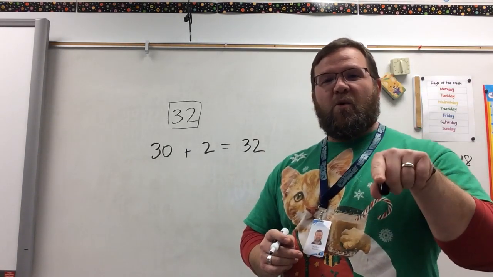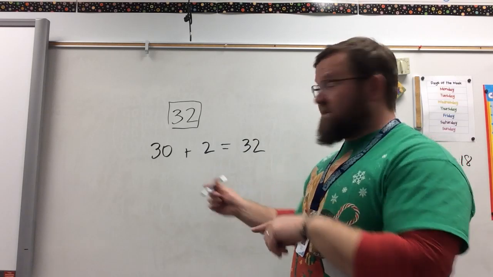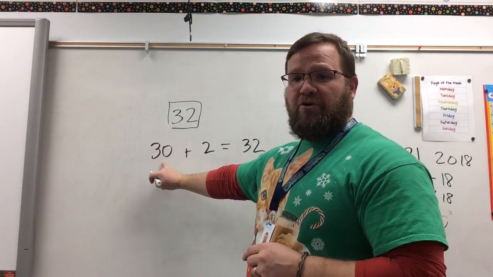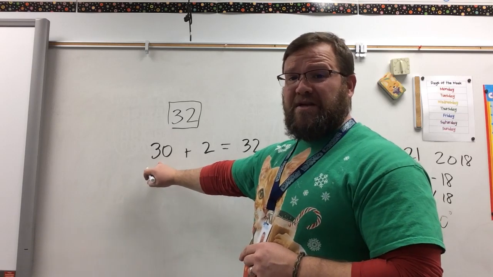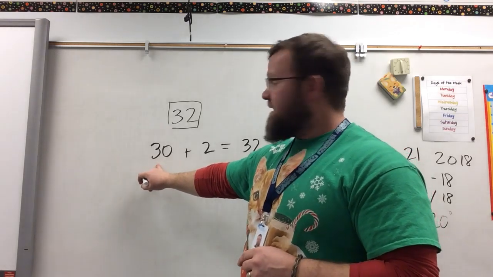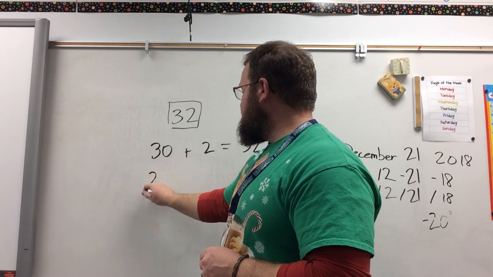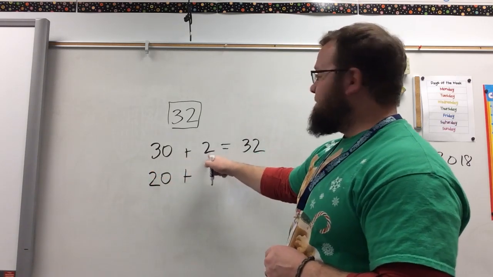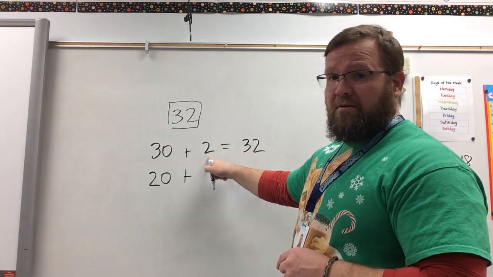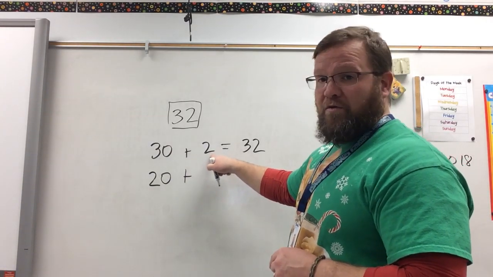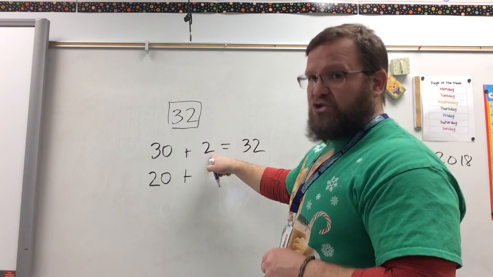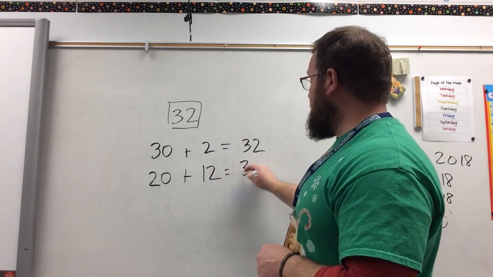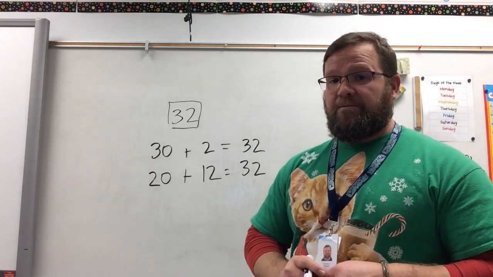And so what we're going to do next is take a 10 away from this side. And when I take a 10 away from here, instead of having 3 tens, I have 2 tens. And 2 tens is, as we just discussed, 20. But I have to add that 10 back to this side, right? And so 10 more on this one is 12. That's right. And that makes still 32.